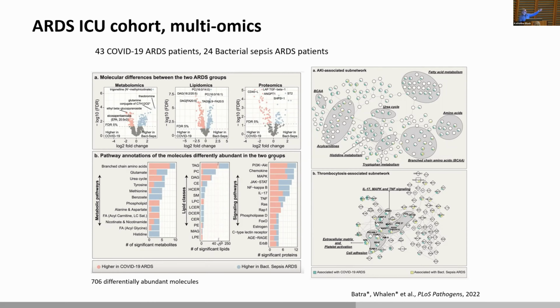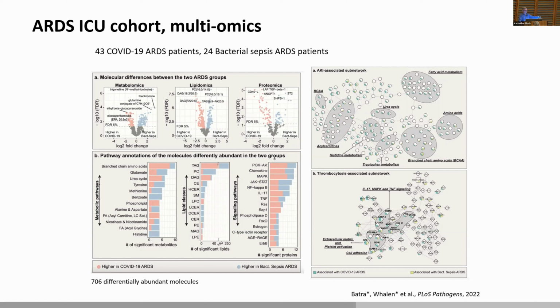But it turns out, if you compare them multi-omically, and here we have metabolomic, lipidomic, and proteomic data, they're extremely different. So while the presentation to the doctor might be similar and they need ventilation and intensive care, it's a different disease, a completely different disease. And here we drew this map of all those changes that might be relevant for individualized treatment.